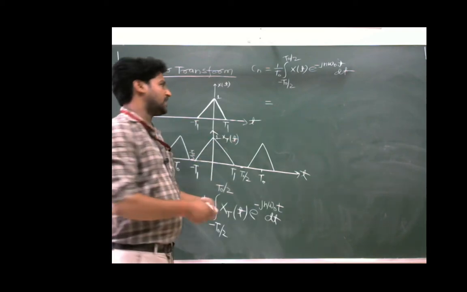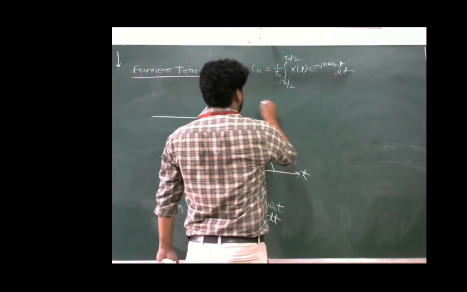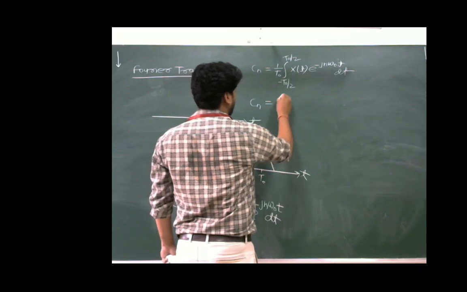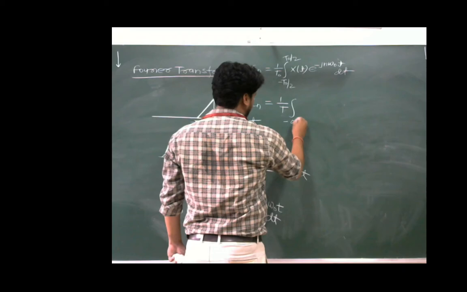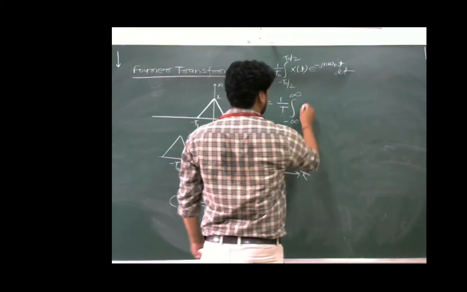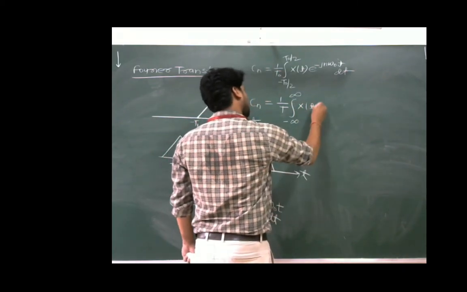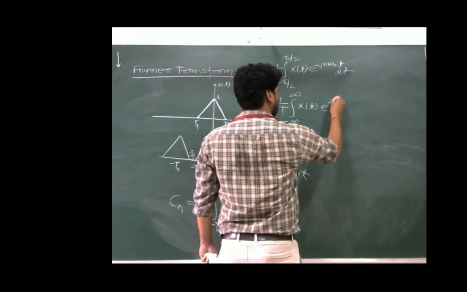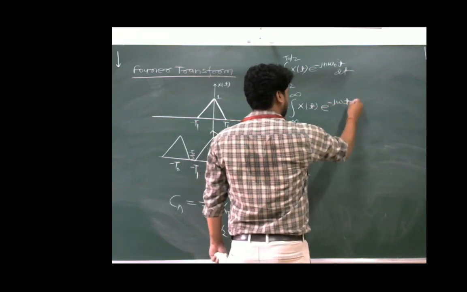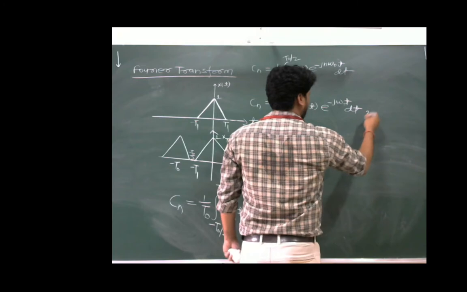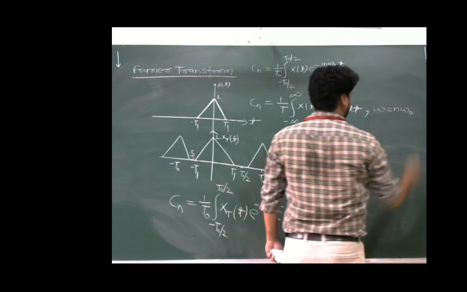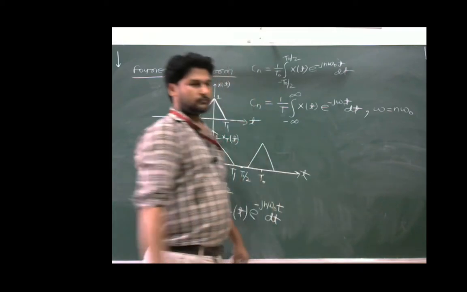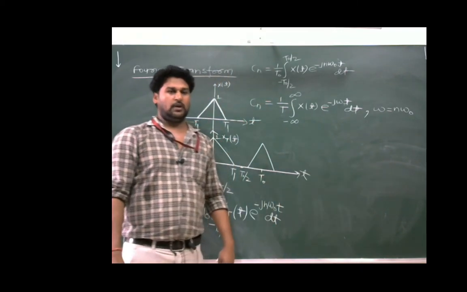So I will write this Cn is equal to 1 upon T naught, limit from minus infinite to plus infinite, x(t) e power minus j omega t dt, where omega is equal to n omega naught.